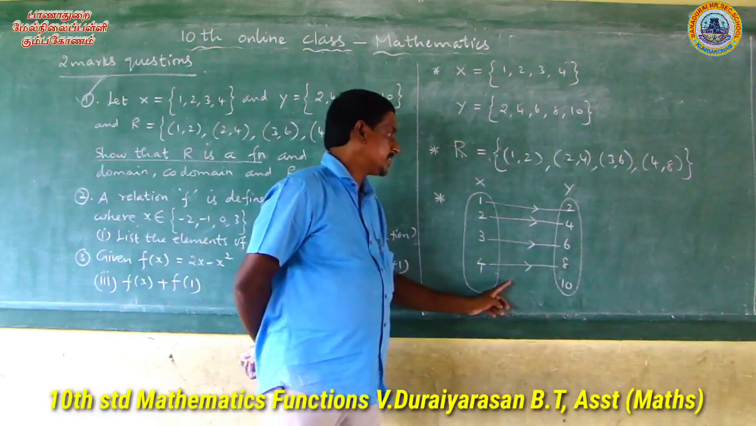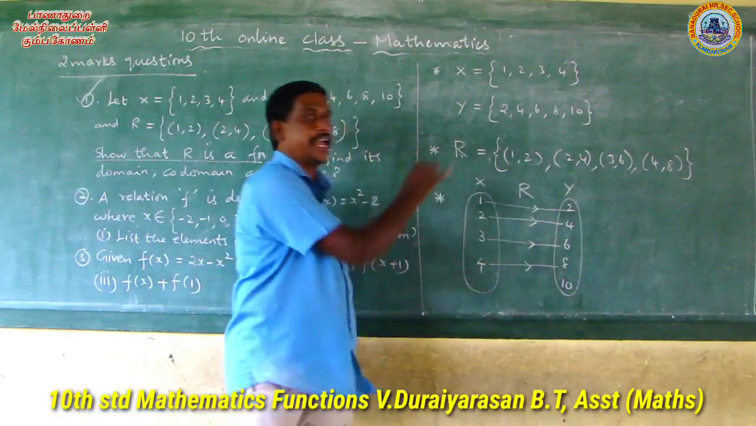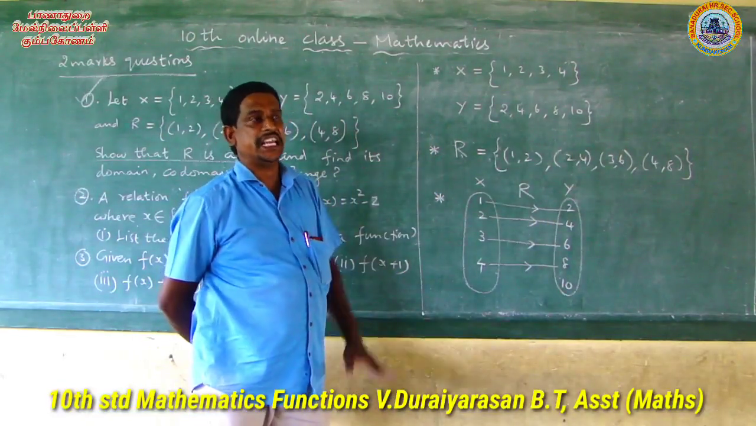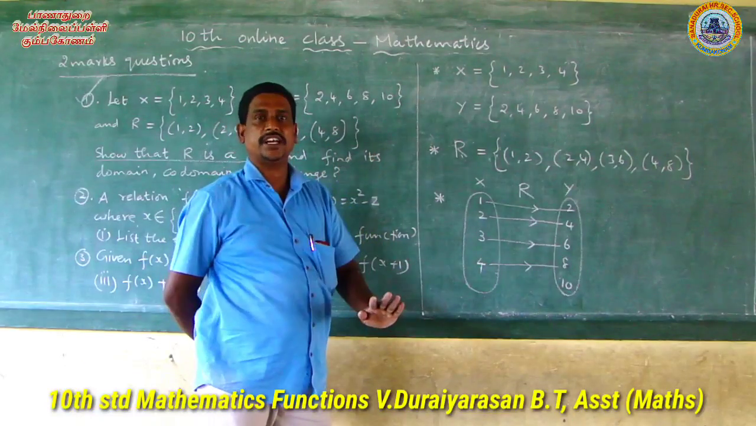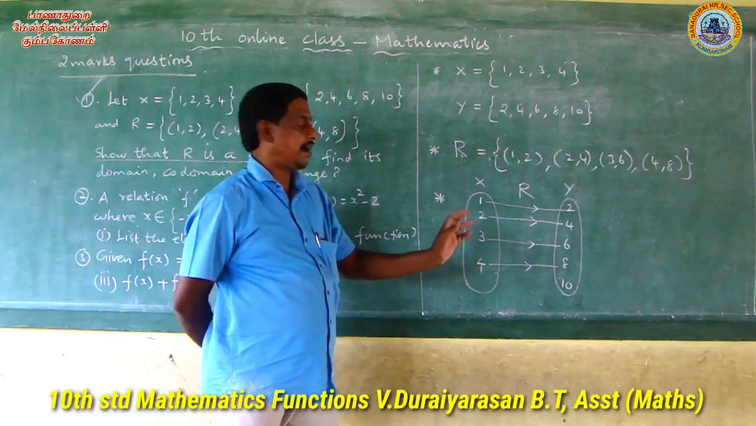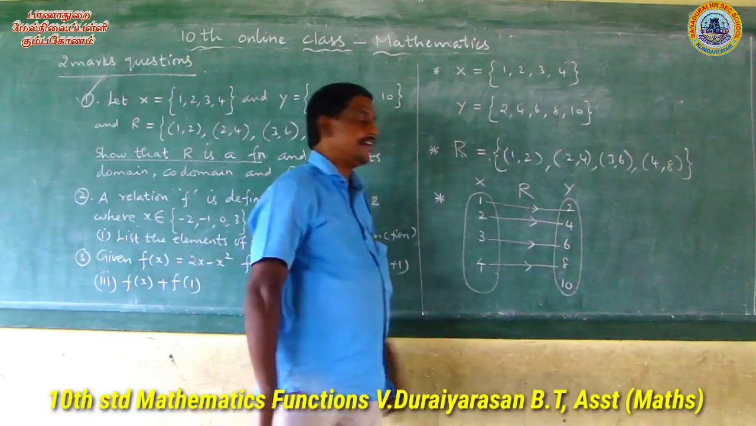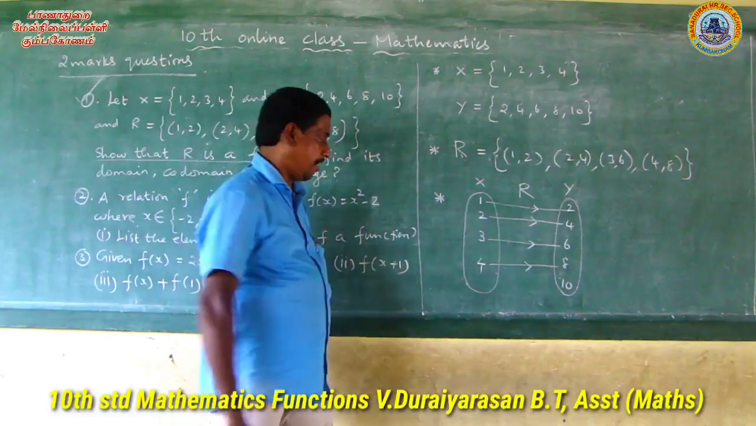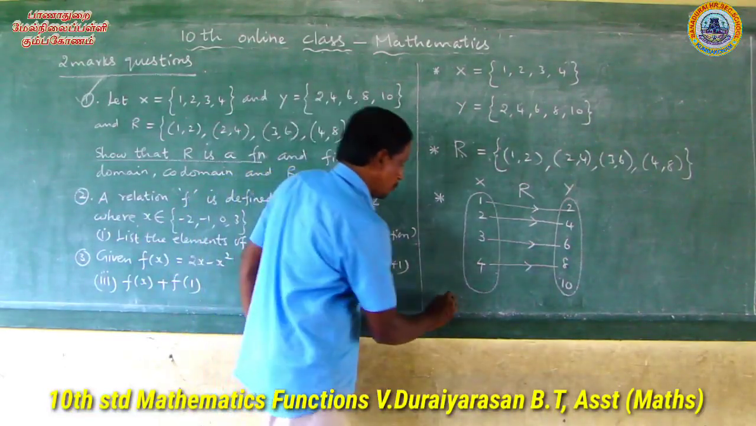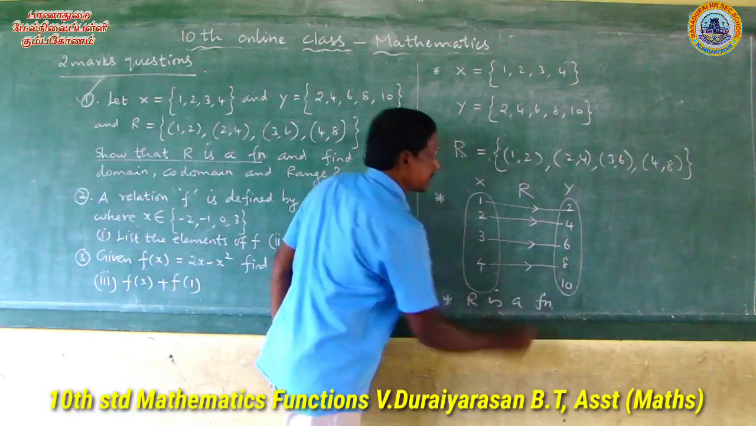So this is the statement: is the arrow diagram a function or not? Yes, it is a function. How? All the elements have a pre-image, and all the elements have an image in Y. So the given relation R is a function, right?